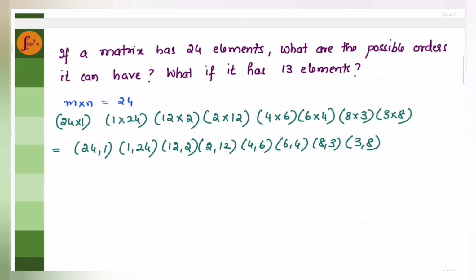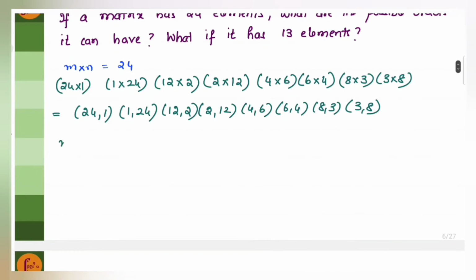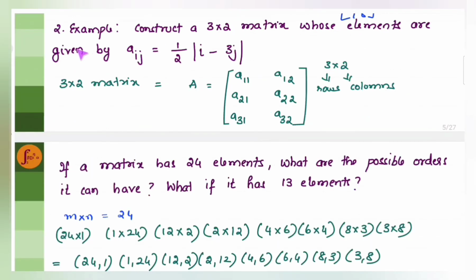Now what if it has 13 elements instead of 24? Simple. What are the possible combinations? It will just be 13 into 1 and 1 into 13. Is there anything else? Any other number we multiply, we will not get 13. Only 1 and 13 will give us 13. So the possible orders are 13 by 1 and 1 by 13. So let's go to the next topic.